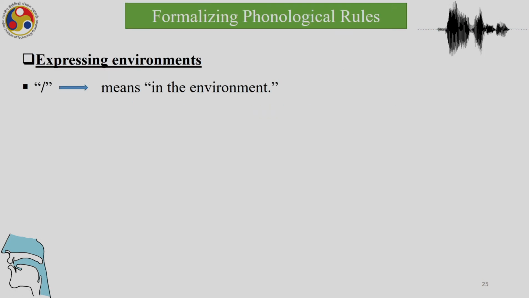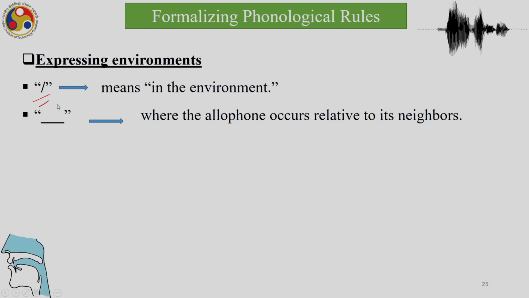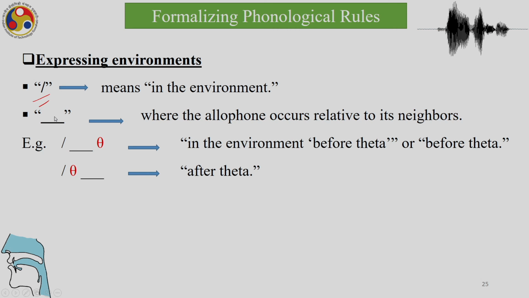So what are the formal means that we use to express these rules? That is a slash, which means in the environment. So you see the forward slash and a dash, it means where the allophone occurs relative to its neighbors. And then if we have something like this, a forward slash and a dash followed by a sound, then it means that the allophone occurs here in this context where this is followed. And again this dash means the allophone occurs here in the context where this is preceded by this consonant.